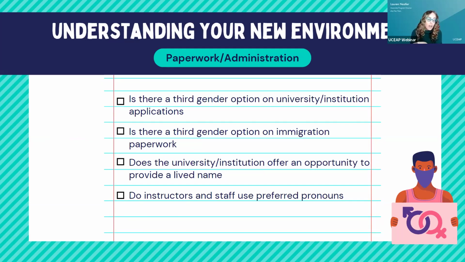Things to consider with regards to paperwork and administration. Is there a third gender option on the university or institution application? If not, are you comfortable with moving forward with your application? Is there a third gender option on your immigration or visa paperwork? And immigration or visa paperwork tends to be much more structured and much less flexible than other types of applications. Again, would you feel comfortable moving forward with your application if there was not a third gender option, or if you were required to select a gender on your immigration paperwork that matches your sex on your passport? Does the university or institution offer an opportunity to provide a lived name? And do instructors and staff use preferred pronouns in the classroom and on program-related activities?